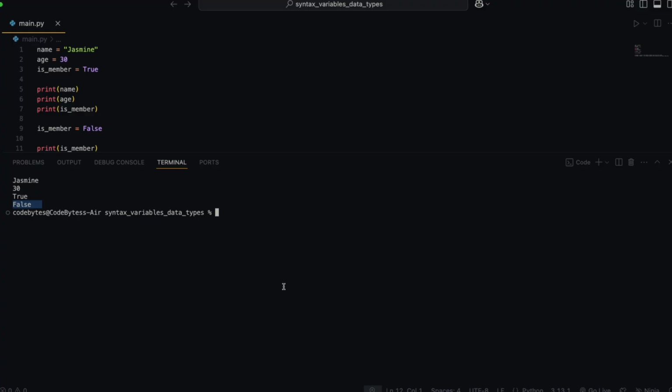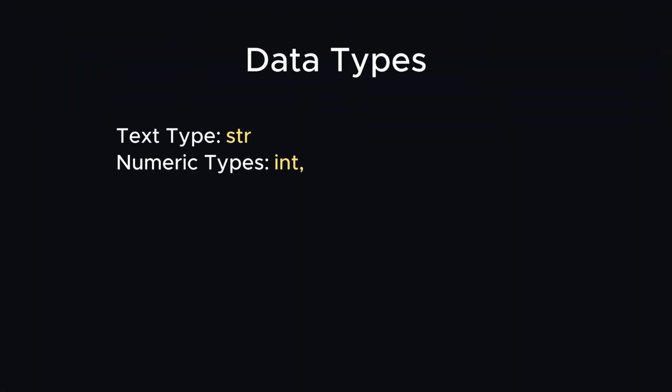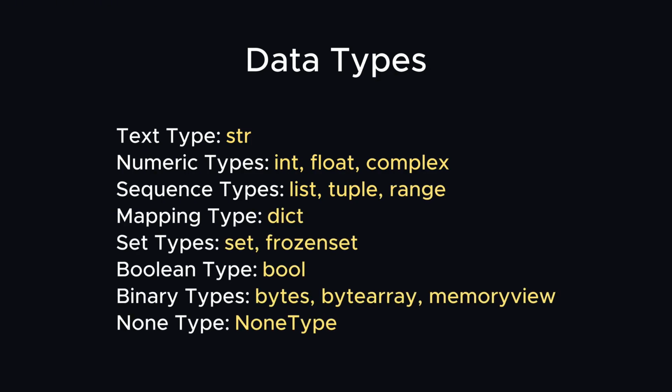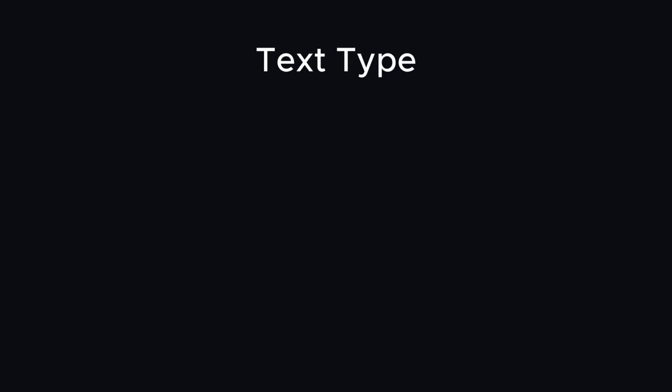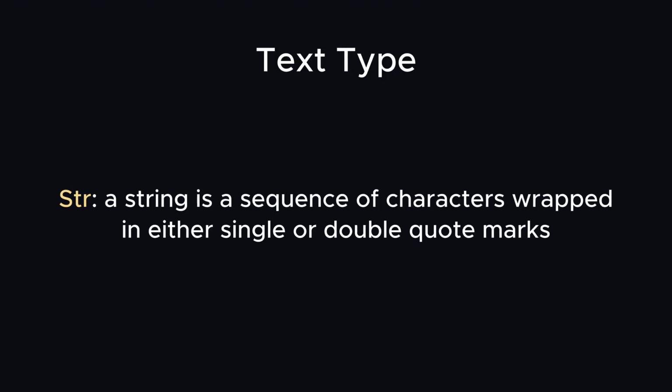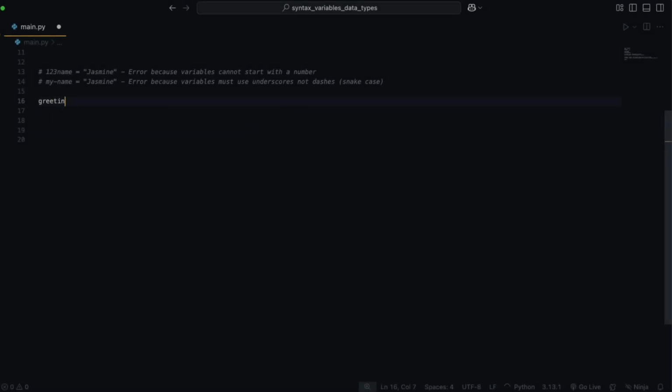So now that you know the basics of what a variable is and how to use it, let's talk about data types. Python has several built-in data types that you'll be using all the time. First up, we have strings, and all a string is a sequence of characters wrapped in either single or double quote marks. So in this example, we'll create the variable greeting and store the string welcome to CodeBytes.